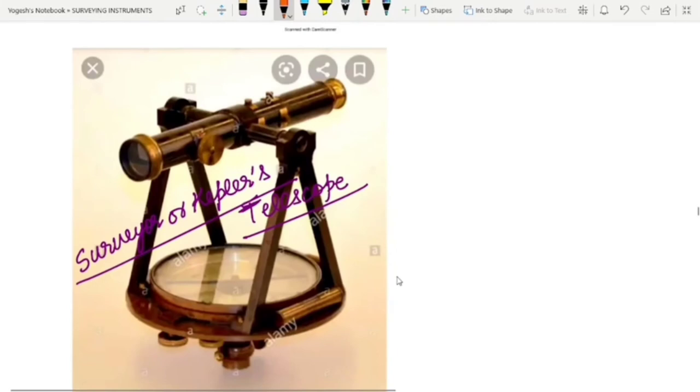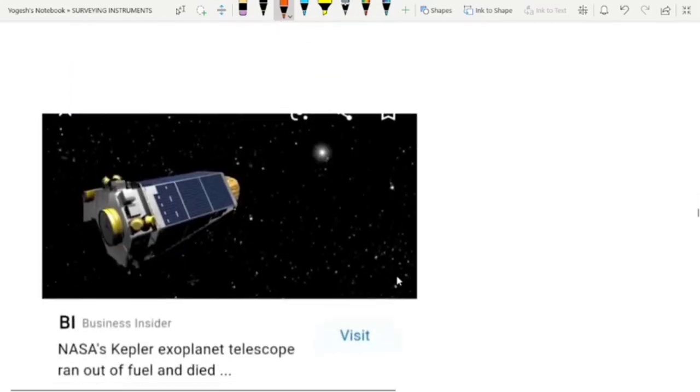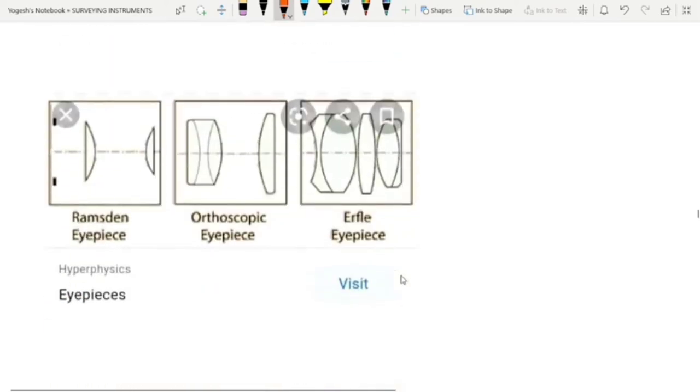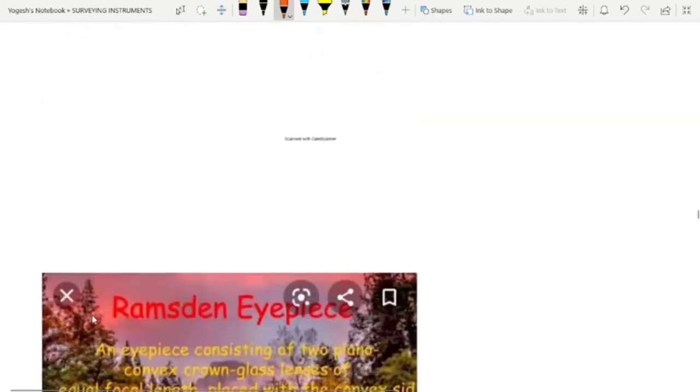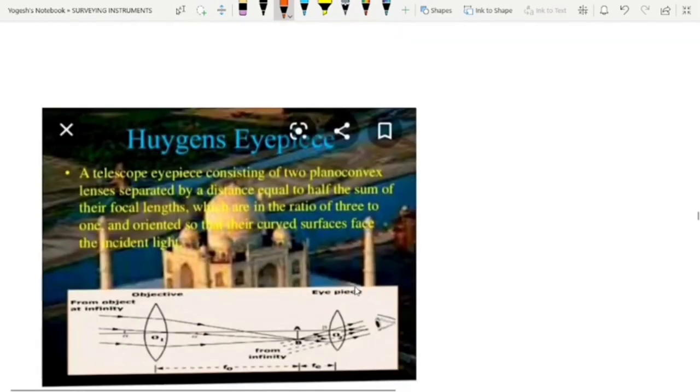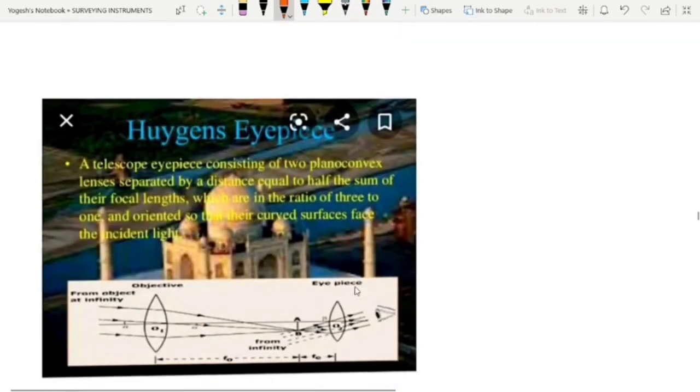This is surveyor or Kepler's telescope. This is also a telescope. These are different types of eyepieces to be used in Kepler telescope: Ramsden eyepiece, orthoscopic eyepiece, Erfle eyepiece. Each and every eyepiece is used in the case of telescopes. Ramsden eyepiece, and basically this is Huygens eyepiece.